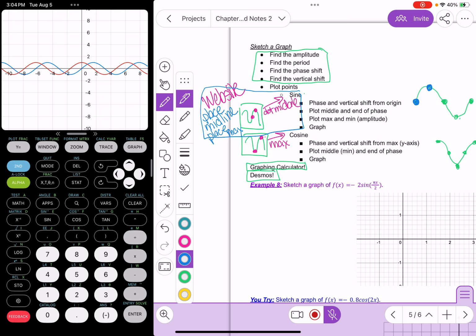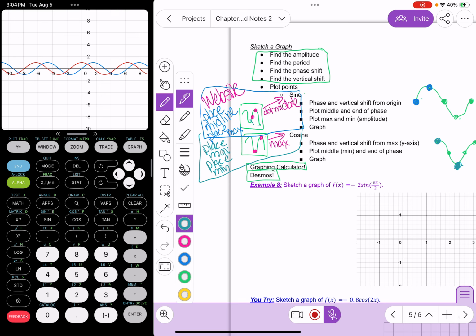For cosine, you're going to place the max. Then you place the min. And it will plot the rest of the graph for you. So you put this dot and this dot, and it will graph the rest for you. So on the website, you just need those 2 dots. So you have to choose the right picture at the bottom and then put the right dots.